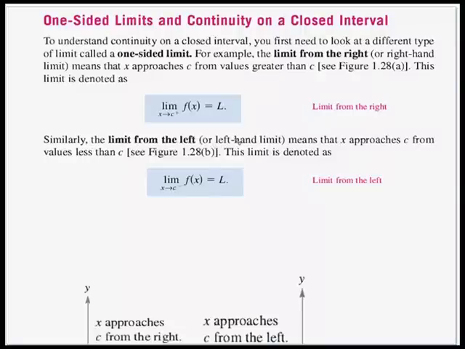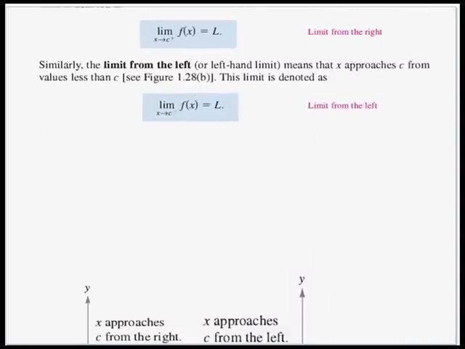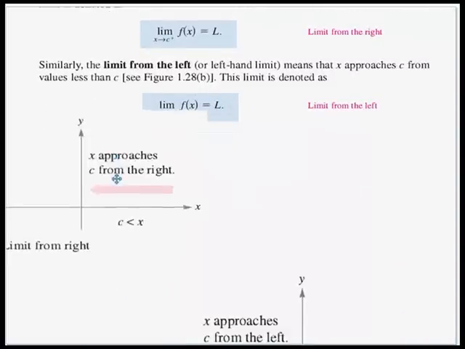Similarly, the limit from the left, or the left-hand limit, means that x approaches c from values less than c. And this is denoted with a little negative sign up there. The limit as x approaches c from the left side of our function is equal to L. And let's check that out as a graph.